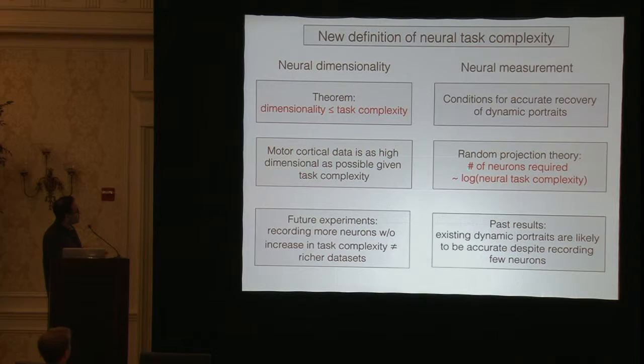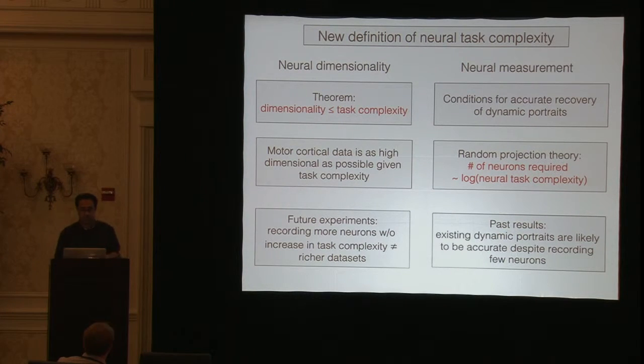And then we also looked at conditions for the accurate recovery of these dynamic portraits. And what we do is we come up with a novel conceptual connection between the act of doing electrophysiology and the act of doing random projections on the brain, essentially, on the neural circuit. And what we find is that the number of neurons we need to record should grow logarithmically with the neural task complexity in order to accurately recover these portraits. So this is fantastic news. These existing portraits are likely to be accurate despite recording so few neurons. And as we do go to more complex tasks, we don't need to record that many more neurons.